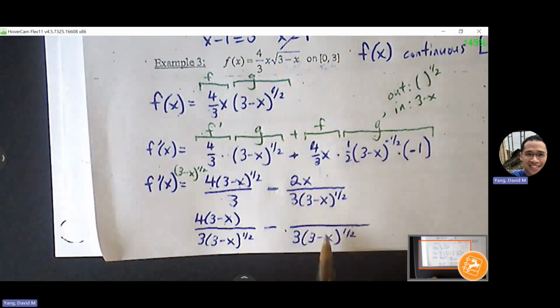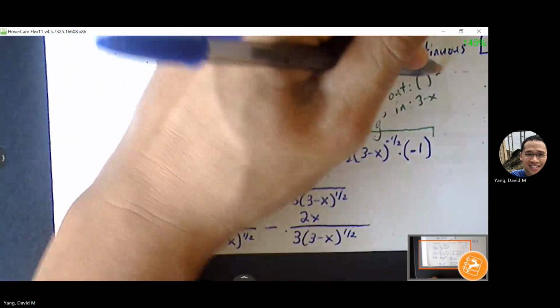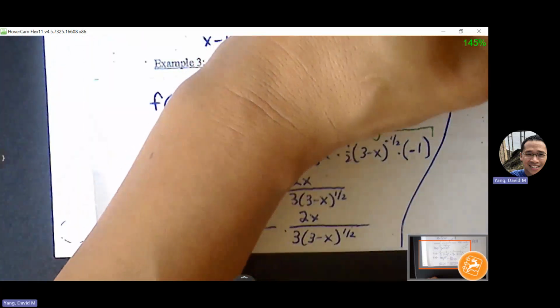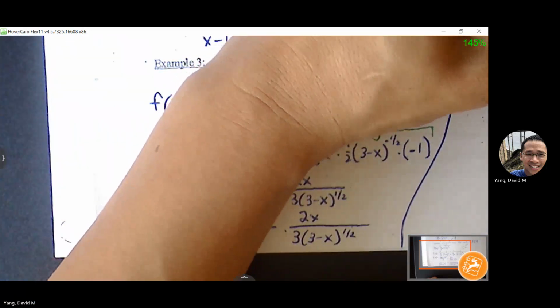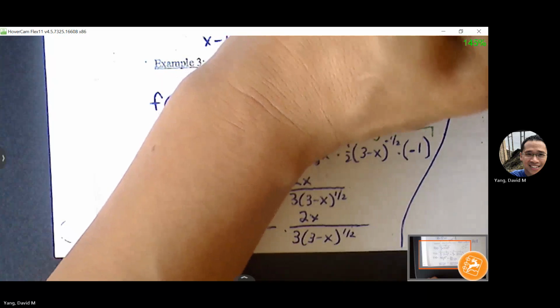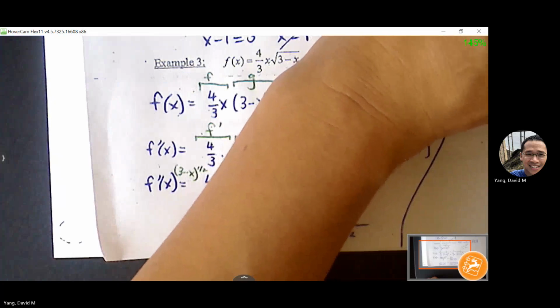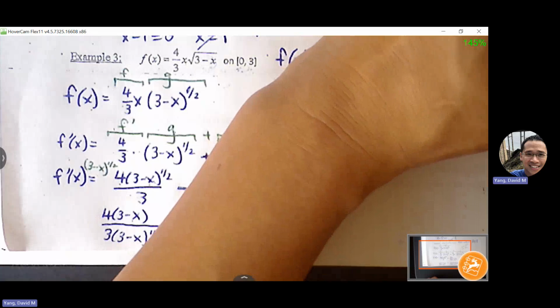Is the second fraction, is there any changes? No, so just 2x here. Okay, so that cleans up nice there. So I have 12 minus 4x minus 2x. Put all that under one fraction here. Okay, so this is my f prime, all nice and clean.